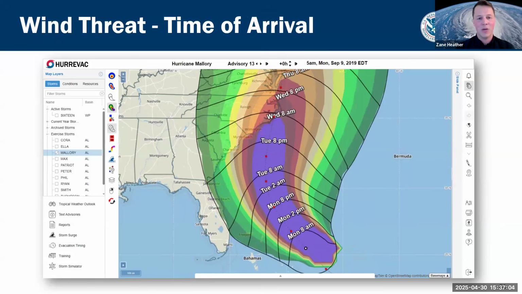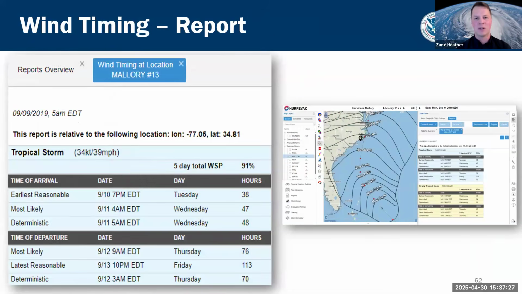That can be overlaid with wind timing information, both for most reasonable and earliest reasonable time of arrival. So not only are you getting information graphically, visually, as to what the percentage risk is that I'll feel this specific hazard in this location, but also when it will arrive. If you'd rather get that in a report format, you can use HRVAC to run reports specific to wind speed and wind probabilities. This is my favorite report in HRVAC, although it's tough to choose a favorite child, right? This is the wind timing at location report.